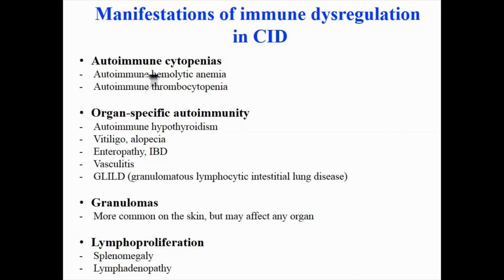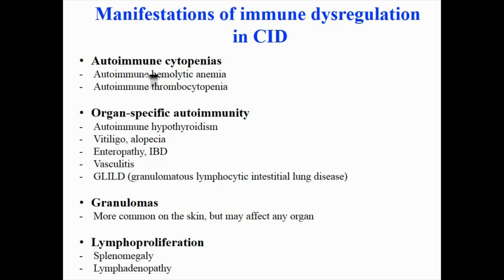Hypothyroidism, with autoantibodies against the thyroid. Vitiligo, alopecia, you mentioned IBD, congenital enteropathy, vasculitis. Many of you may have heard about these, especially in patients with CVID. This is something that is often diagnosed in the lungs. They talk about GLILD. GLILD stands for granulomatous lymphocytic interstitial lung disease.